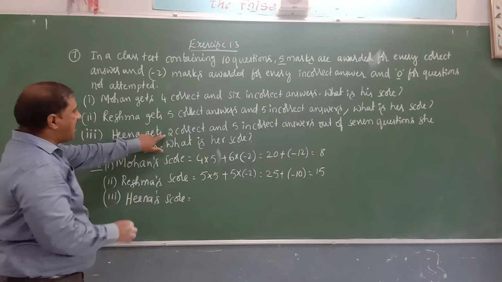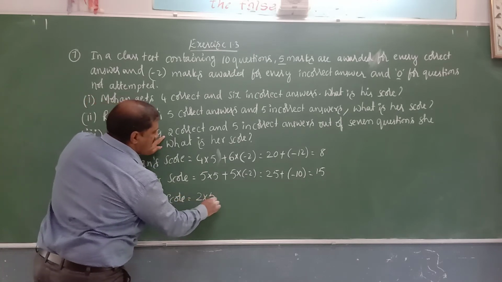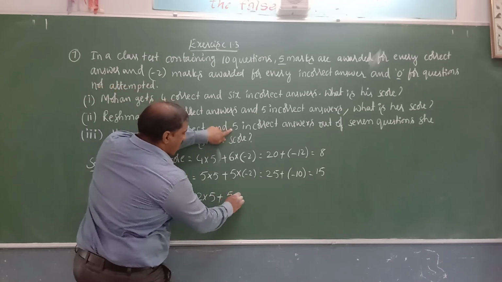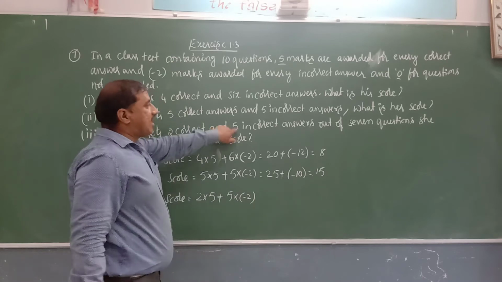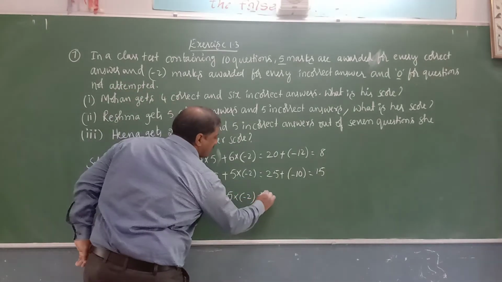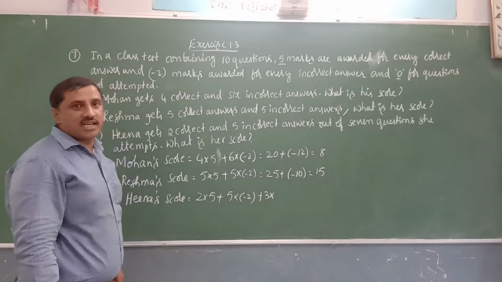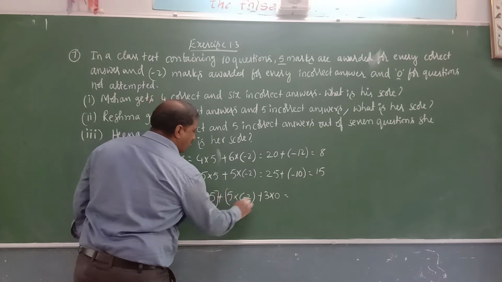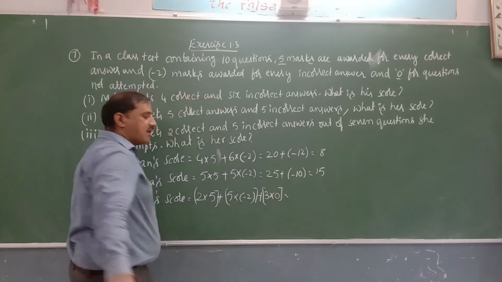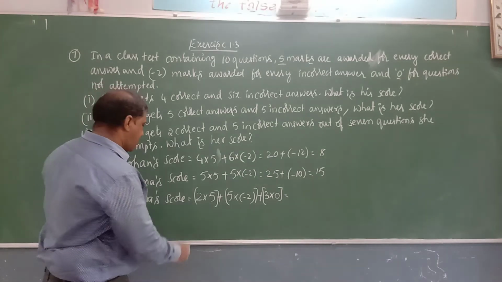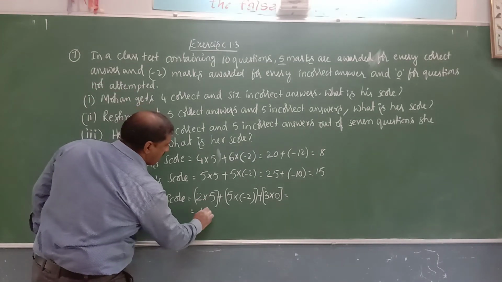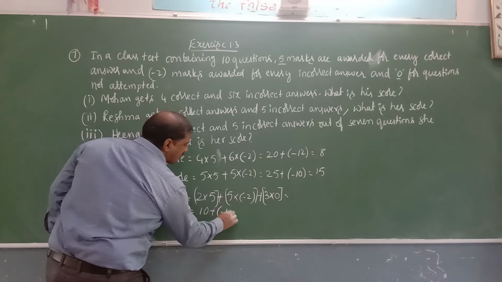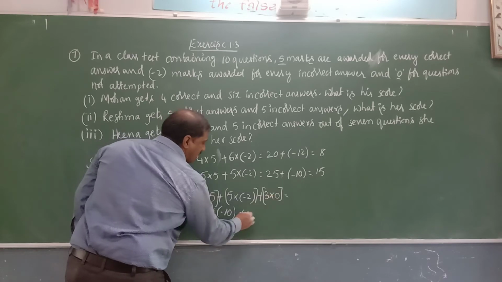Now the number of questions Hina wrote correct, how many? 2 questions. 2 into 5, plus the number of questions she wrote incorrect, which is 5, and the marks awarded is -2. Then the number of questions she did not attempt is 3, and 0 marks are awarded for that. So now here we have these products, you multiply each and find the final result. That is equal to what? 2 into 5, 10, plus into minus is minus, 5 into 2 is 10, 5 2s are 10, minus 10, plus 3 into 0 is 0.